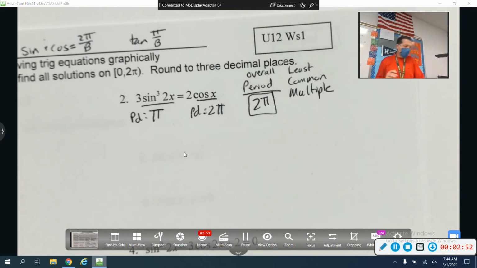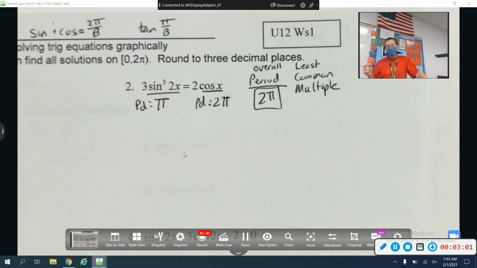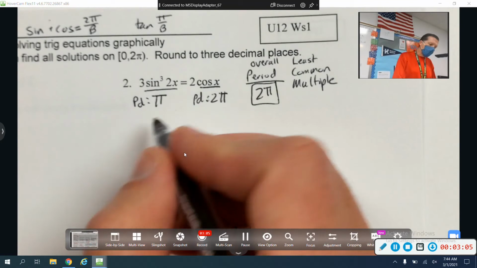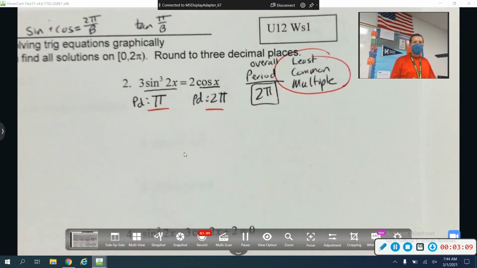All right, most of them have the same period if there's more than one. Not all of them, but most of them have the same period if there's more than one trig function in there. So if they have the same one, it's no big deal. It's just whatever it is. But if they're different, then you got to use the least common multiple to find the period.